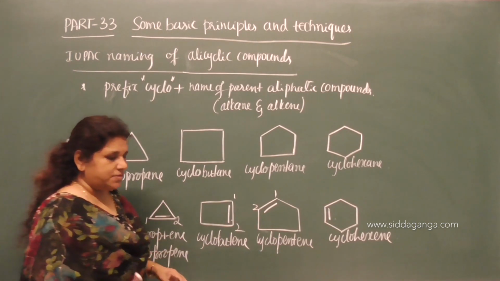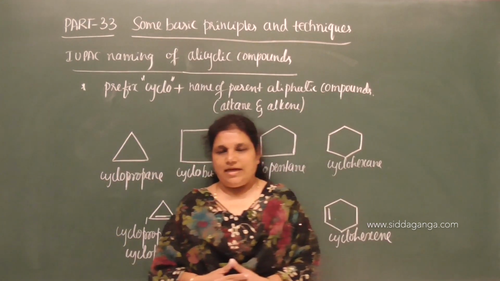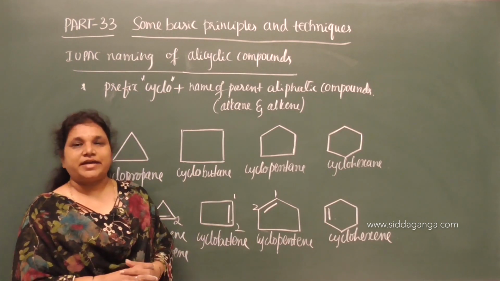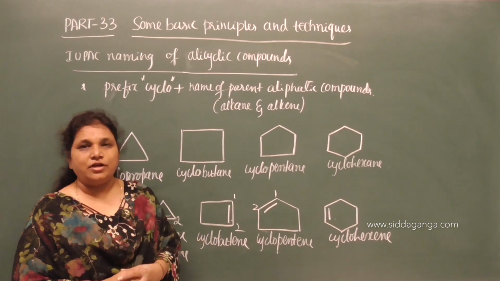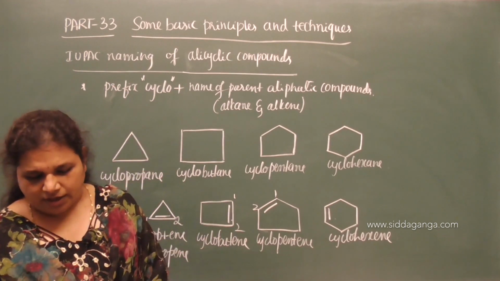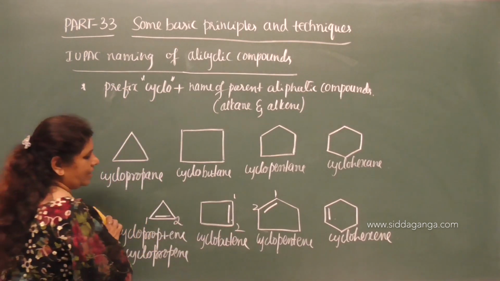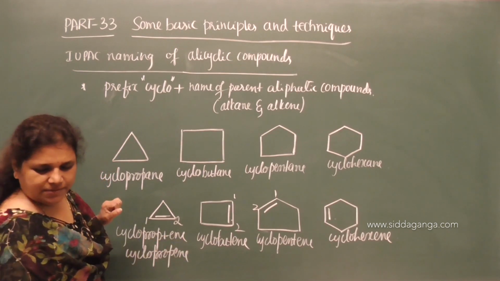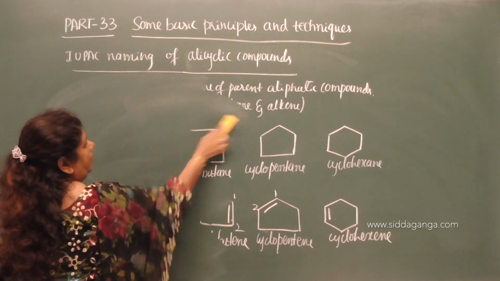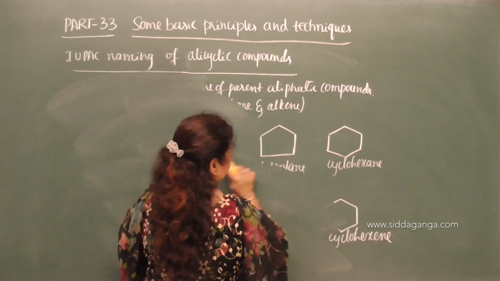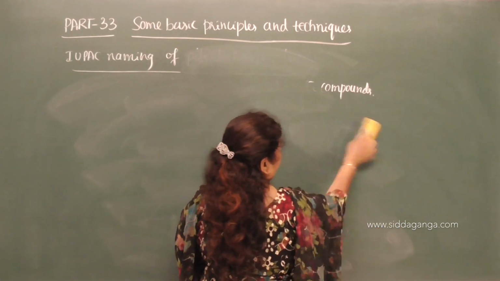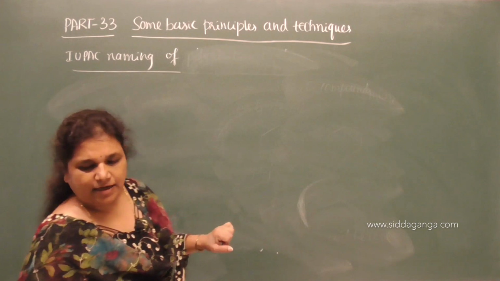Now, whenever there is substitution on the alicyclic ring, or the presence of a double bond along with a substituent group or side chain, and the presence of a functional group, how do we name such alicyclic compounds? Let us move on to the naming of substituted alicyclic compounds, IUPAC naming of substituted alicyclic compounds.